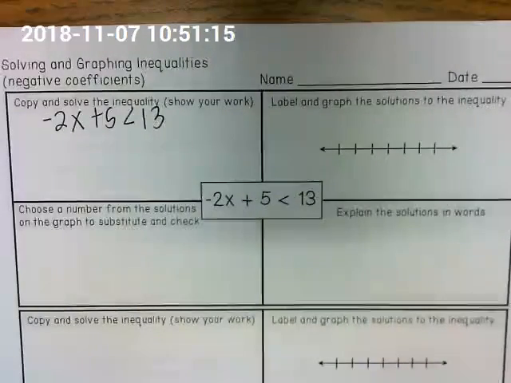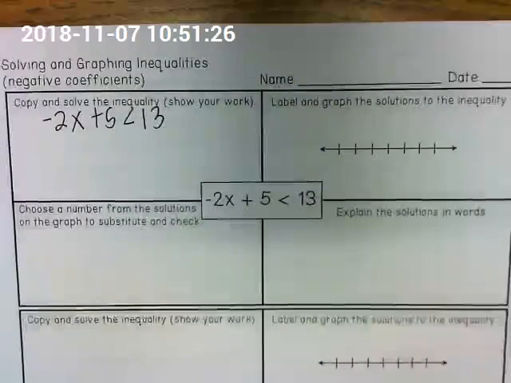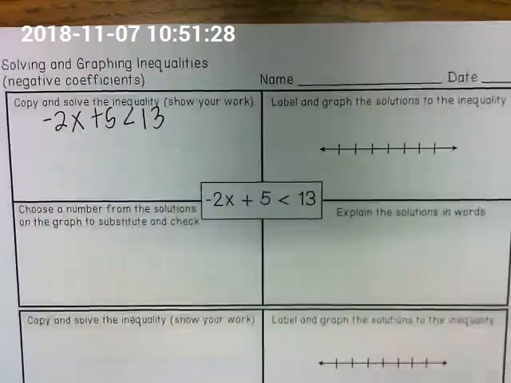Now, we're going to solve this two-step inequality the same way we solve a two-step equation. The only thing different here is we're not going to use an equal sign. Do not replace your inequality symbol with an equal sign, because an equal sign means I only have one answer. With the inequality, you have multiple answers. The other difference is that we're going to have to flip the inequality symbol if we multiply or divide by a negative. So what is my first step here?